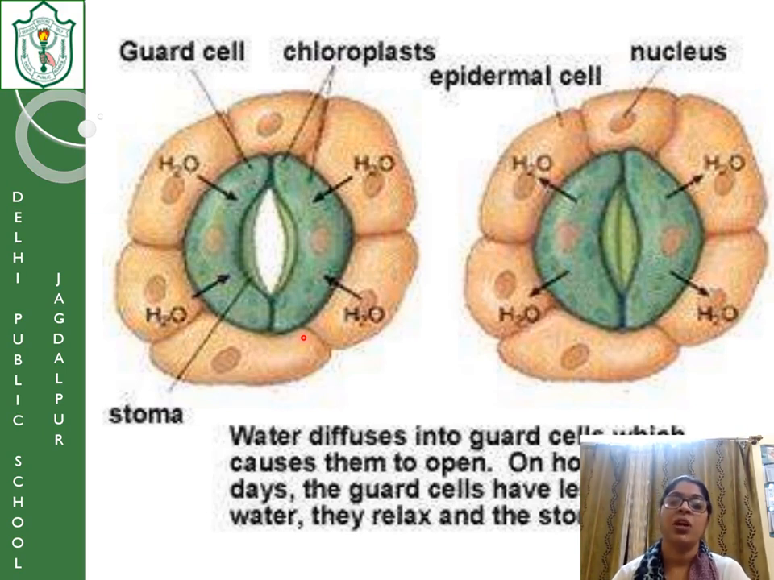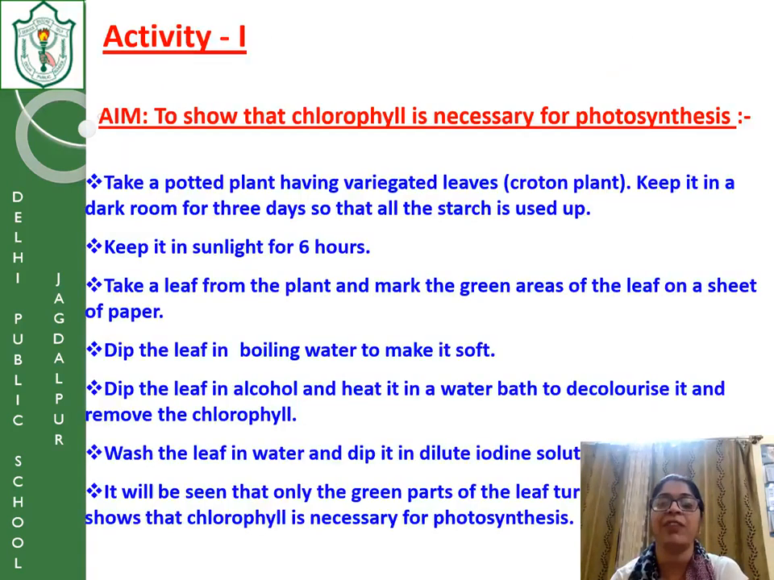Okay, so next we have the activity which I am reading first, then I will tell you step by step. Now, what is the aim? What are we going to prove? To show that chlorophyll is necessary for photosynthesis. This entire activity is given in your textbook. Children, have a look. And that is why I have given it to you point-wise.